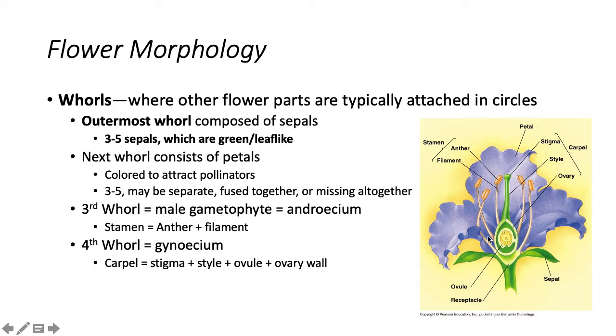The third whorl is the male gametophyte, Angiosperms. So that's our stamen, which is made up of the anther and the filament. And then finally in the center is the female gametophyte, also known as the gynoecium. So that's where we're going to find the carpel, which is made up of the 3 things: stigma, style, and ovary. And if I wanted to be very specific, the ovary is made up of 2 parts called the ovule and the ovary wall.